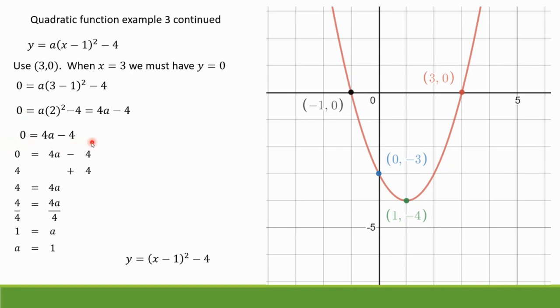Now we solve for a. We can add 4 to each side, divide by 4. We want to get a all alone. We get 1 equals a. That is, a equals 1. And since a is 1, you really don't have to write it. So we get this. Again, if you were to graph this, you would actually get this parabola. You could graph it in Desmos as a check if you want.